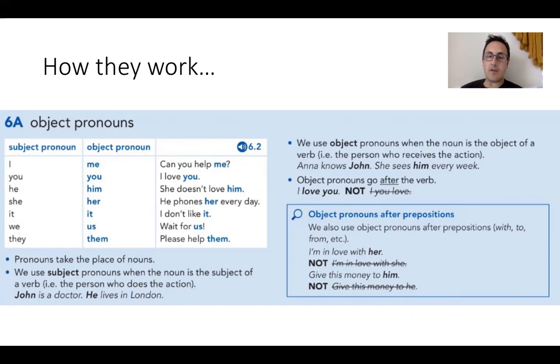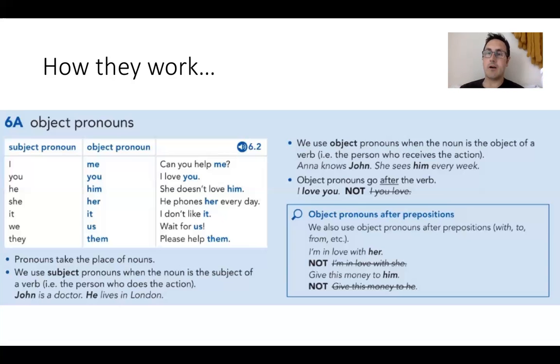Now, object pronouns after prepositions. We also use object pronouns after prepositions like with, to, from, etc. So I'm in love with her, okay? Not I'm in love with she. When you have with, it's a preposition, so it needs to be an object pronoun when you're referring to a person. Or give this money to him, not give this money to he, because after to, which is a preposition, it's going to be him.